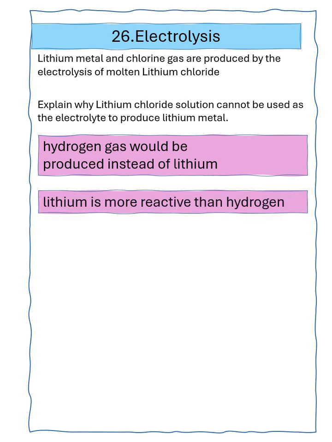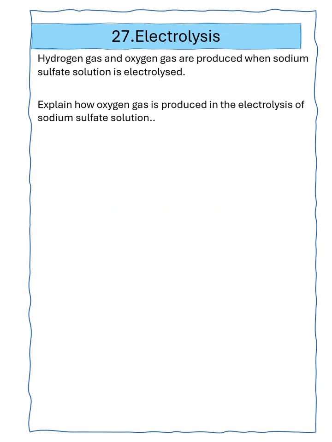Question 27 on electrolysis says hydrogen gas and oxygen are produced when sodium sulfate solution is electrolyzed. Explain how oxygen gas is produced in the electrolysis of sodium sulfate solution. So we're given clues in the question. We're told that it's sodium sulfate solution. So a solution means that there's also water as well as the sodium sulfate.